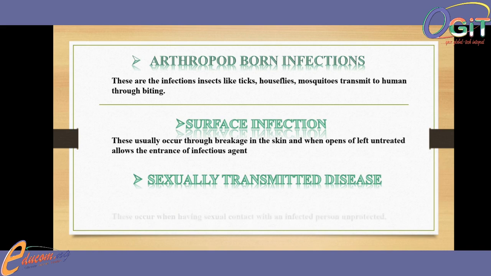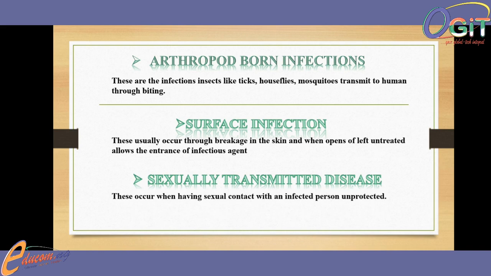And lastly, sexually transmitted diseases. This occurs when having sexual contact with an infected person unprotected. When you are having sexual contact with someone and the person is not protected, from there the infection will be transmitted into the person. Examples: you have AIDS, gonorrhea, and syphilis.